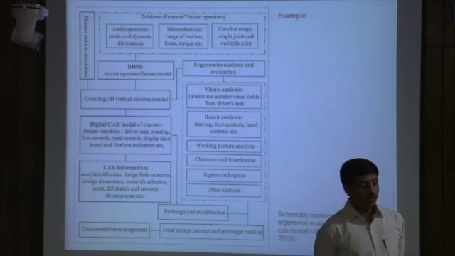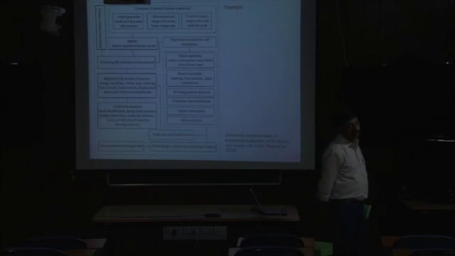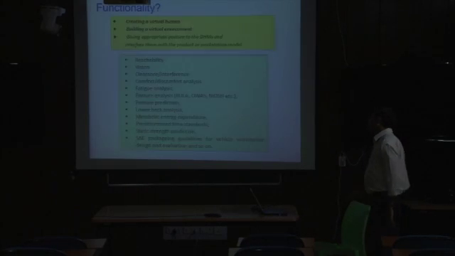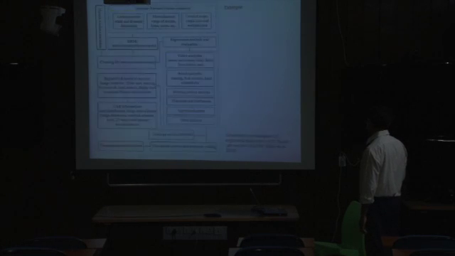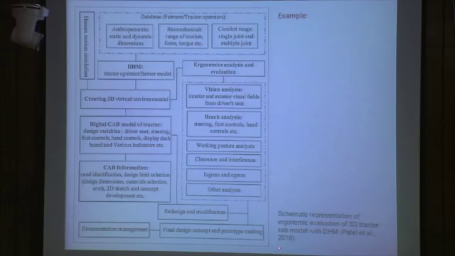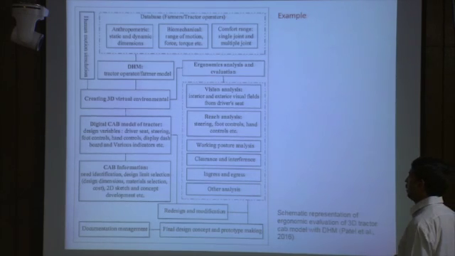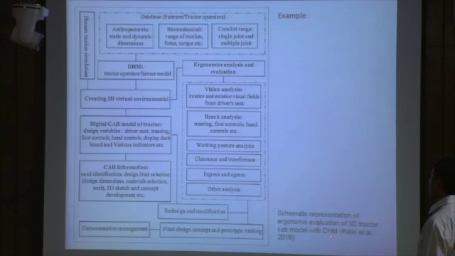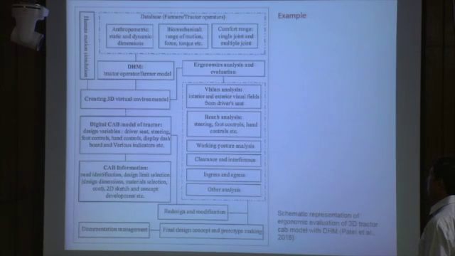Now here we will discuss one example. In this example, for tractor cab design, this is taken from Patel et al. 2016: schematic representation of ergonomic evaluation of a 3D tractor cab model with digital human model. So how do we do that? If we want to evaluate a CAD model of a tractor in a virtual environment, how should we proceed?